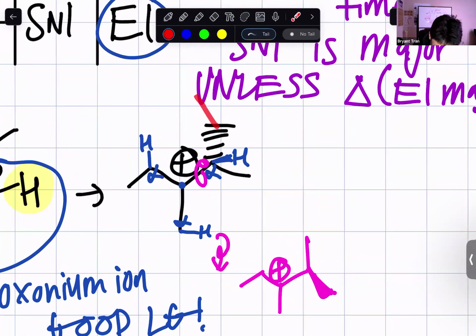Yeah. So if this was an isopropyl right here, let's assign R and S. Do you remember how we assigned R and S from 118A?